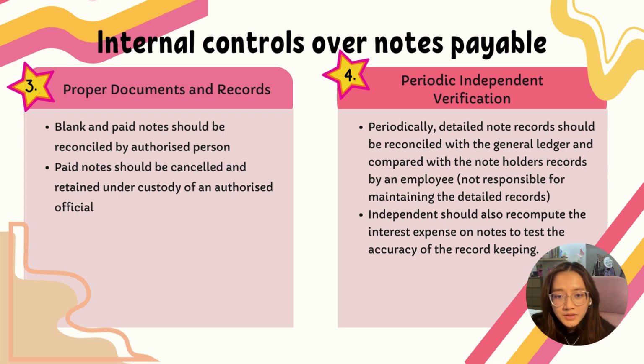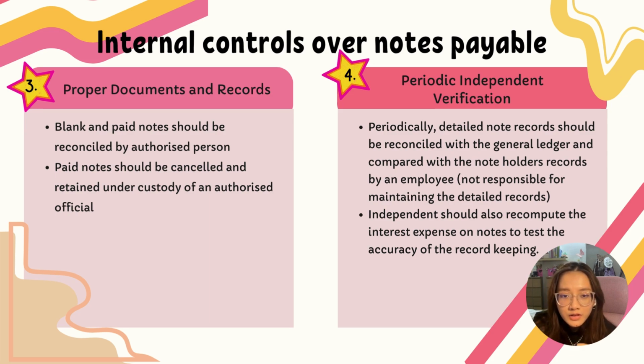This is important because this independent employee should also compare the company's records of notes payable with the records maintained by the note holders. This ensures that both parties have consistent and accurate records of the amounts owed and terms of the notes. Any discrepancies between the company's record and the note holder's record should be promptly investigated and resolved. Accurate and consistent records help maintain and ensure accurate financial reporting.